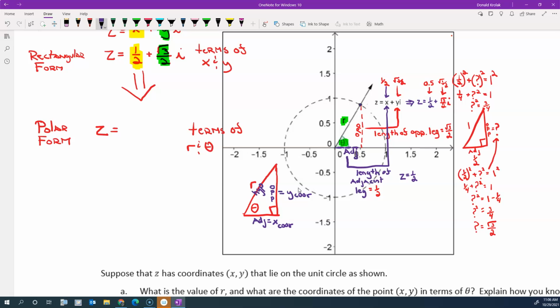Well, you can figure out what those coordinates are if you know the angle and the radius using trigonometry. All right, so if I just know this angle and this radius, I want to know what's the X coordinate. Okay, well, we know this. By definition, the cosine of an angle is equal to the adjacent leg divided by the hypotenuse.